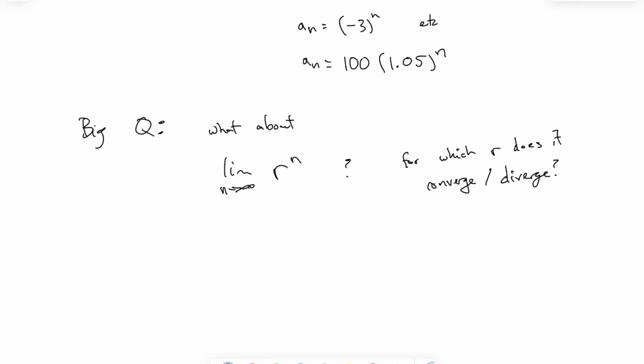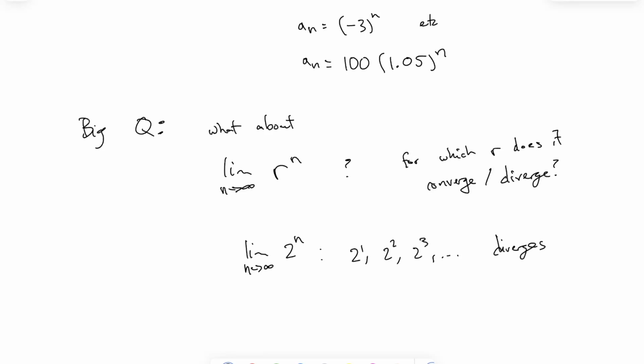For example, I can think of one where it diverges. How about the limit as n goes to infinity of 2 to the n? This diverges, right? Because the terms would be 2 to the 1, 2 to the 2, 2 to the 3. This just increases forever. This is 2, 4, 8, 16, 32. It goes up to infinity forever. Can anybody give me an example of one which converges?